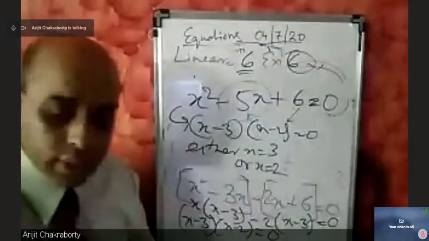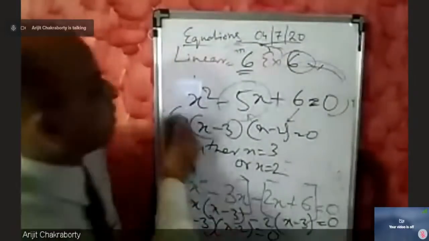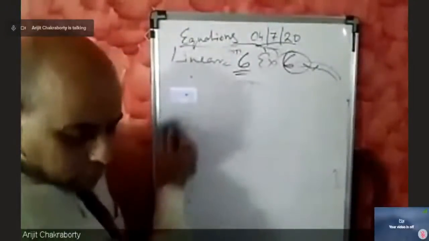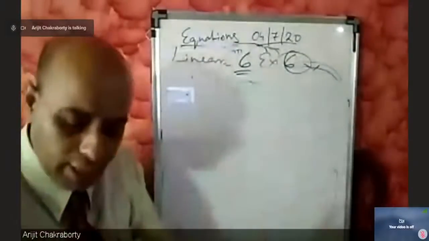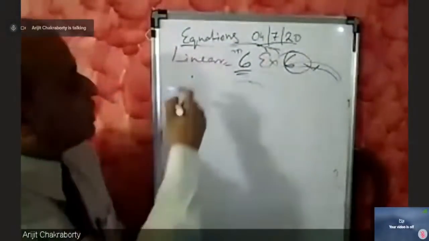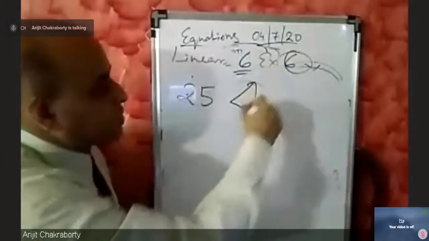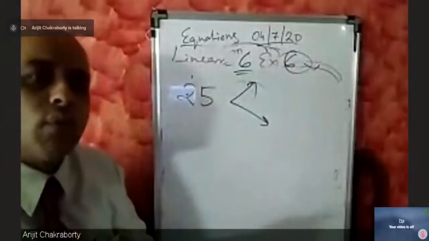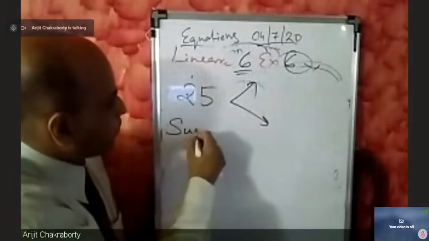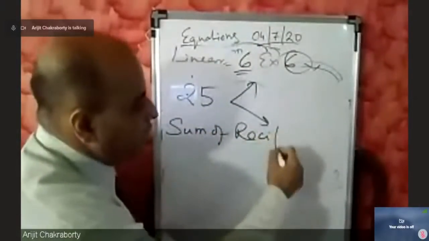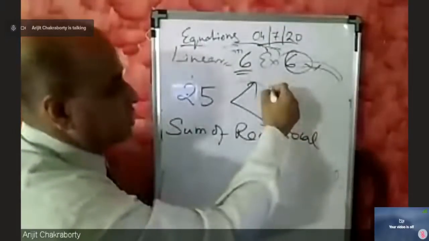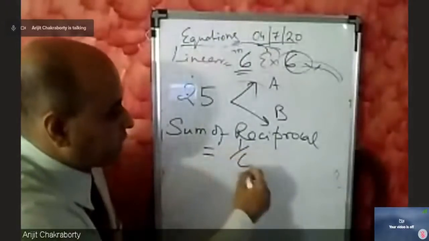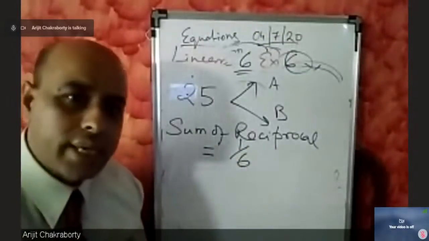Now we move on to the next interesting problem, a very small, very simple question. We are going to divide. The question is, divide 25 into two parts so that the sum of their reciprocals is 1 by 6. So the sum of the reciprocals of the two parts, A and B, will be equal to 1 by 6. Fine. So this is a case of an equation.